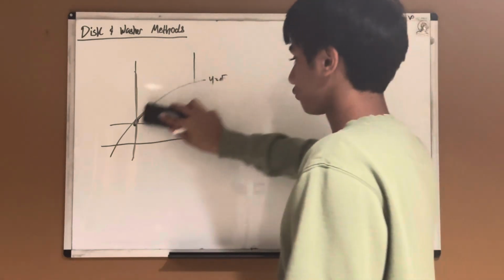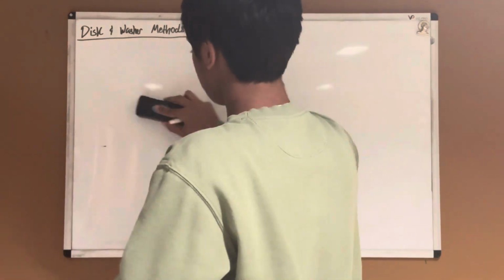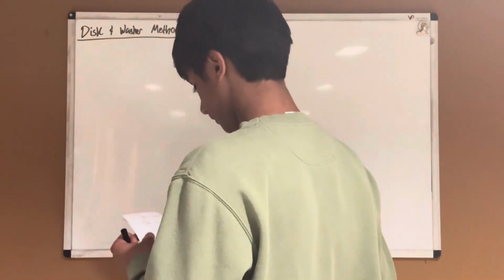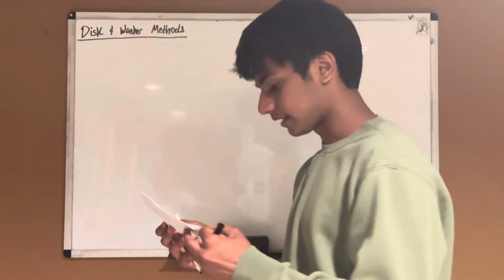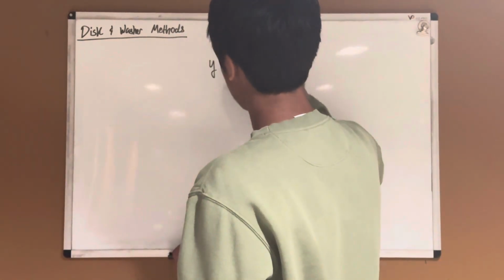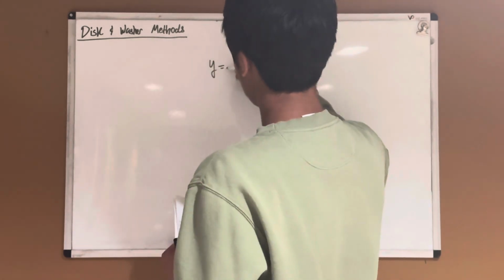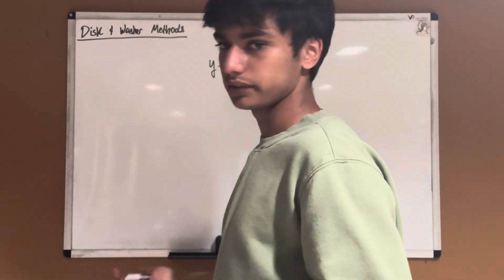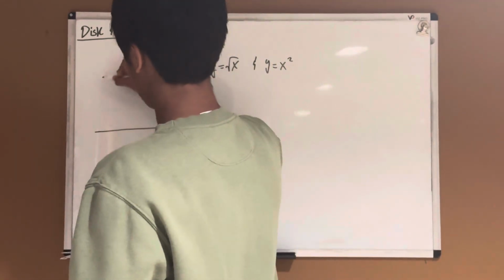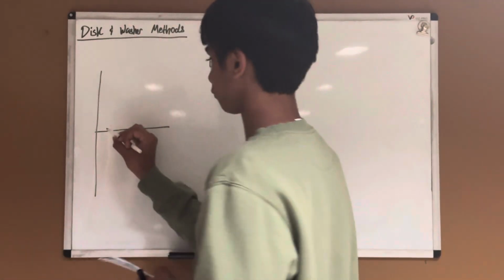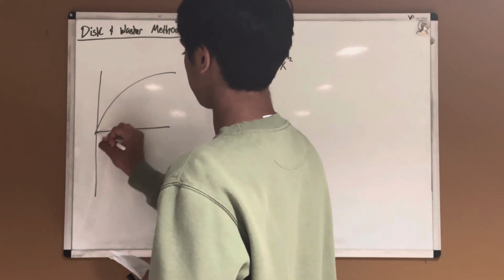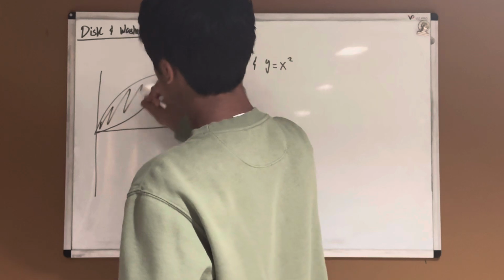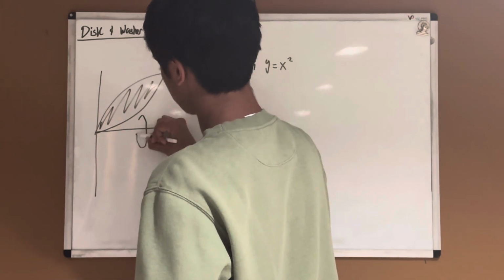Now the washer method is the same thing, but the idea here is we have a hole in our rotation. For this one, I'll teach you through an example. Let's say we're trying to find the volume of the solid of revolution bounded by y equals square root of x and y equals x squared. So this would look like this. We have the y-axis there. Square root of x would go like this, and then y equals x squared will go like that. And we're taking this bounded area and rotating it about y equals 0.